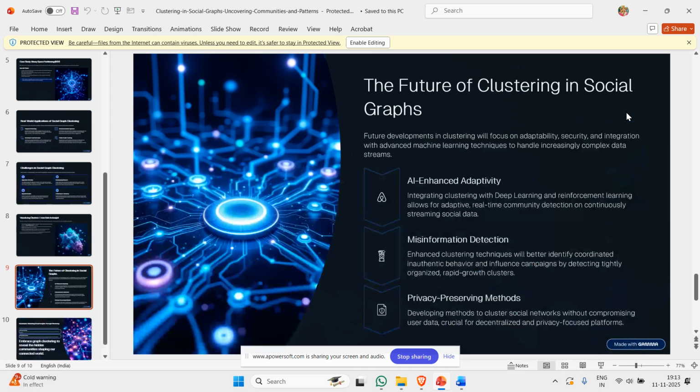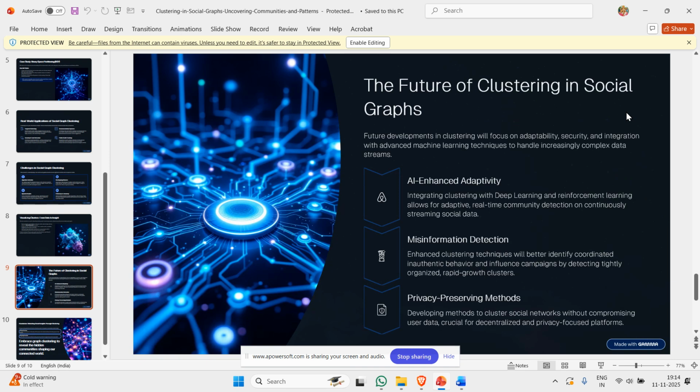The future of clustering in social graphs. Future developments in clustering will focus on adaptability, security, and integration with advanced machine learning techniques to handle increasingly complex streams. AI-enhanced adaptivity. Integrating clustering with deep learning and reinforcement learning allows for adaptive real-time community detection on continuously streaming social data.